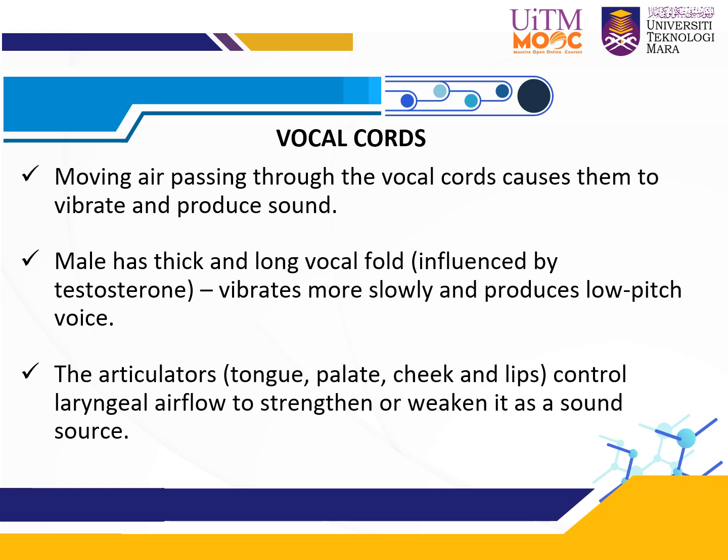Now there are those who help this sound to be made. We call them articulators, such as the tongue, palate, cheek, and lips, that control the laryngeal airflow to strengthen or weaken it as a sound source. So for example, if you are a normal person, you don't have any cleft lip or cleft palate, meaning there's no division in the lips and also at the hard palate, or you would not be able to talk. So these articulators really help to make sound and help you to talk normally.